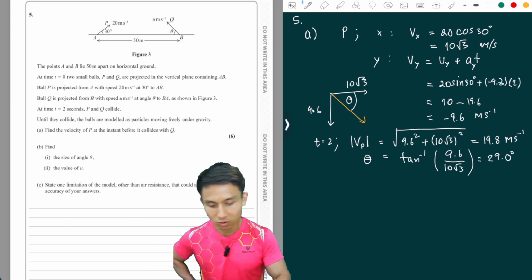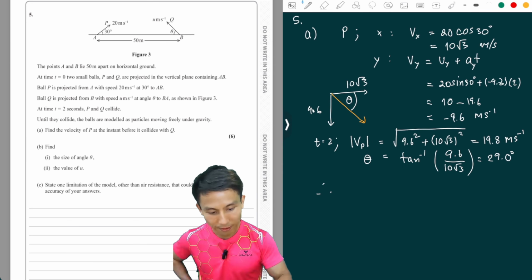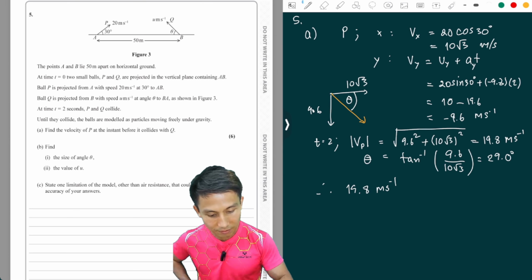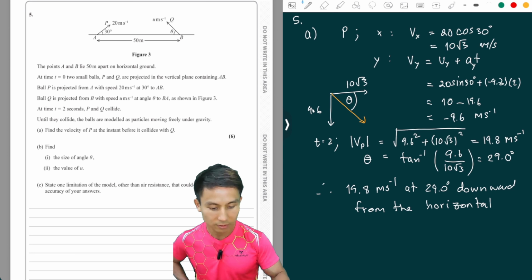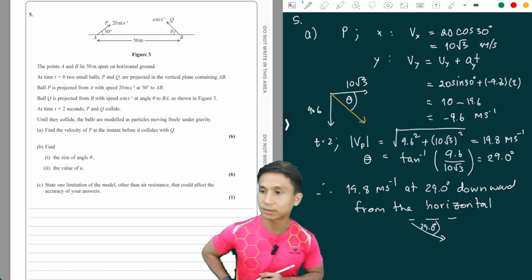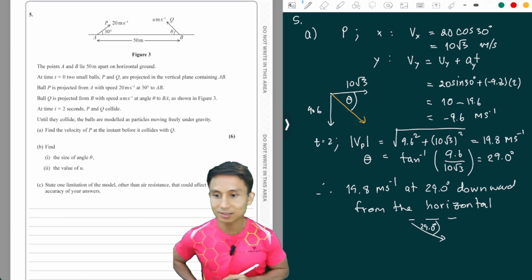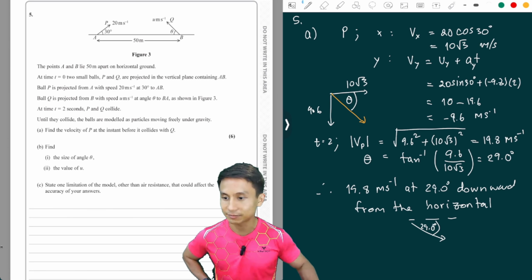Okay, so it's going to be 19.8 meters per second at 29.0 degrees downward from the horizontal. Yeah, like that. 29.0 degrees. Okay, that is the answer then for part A.